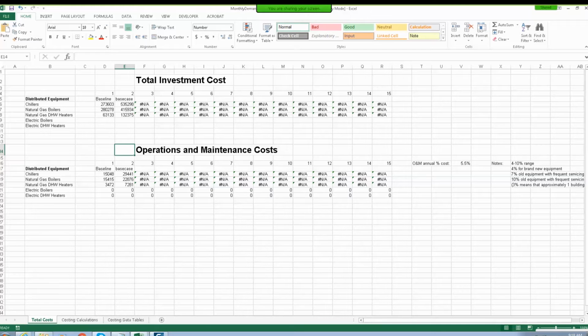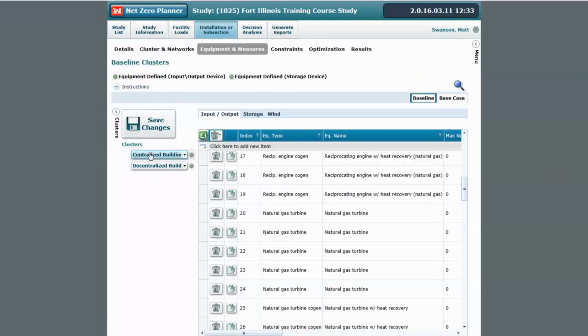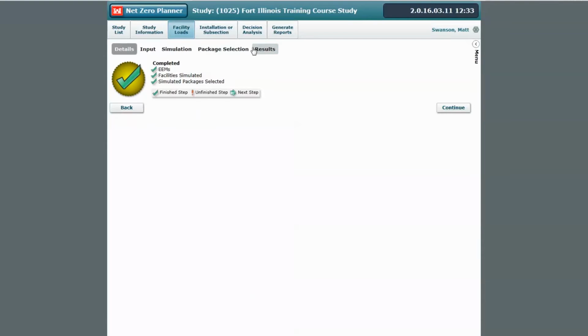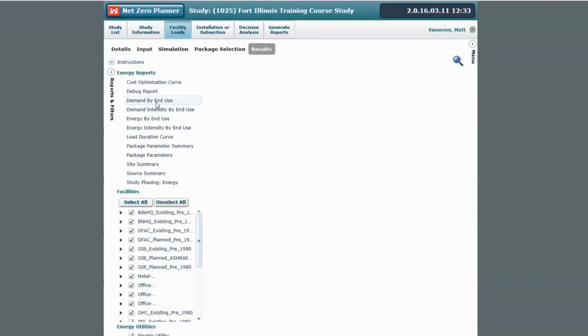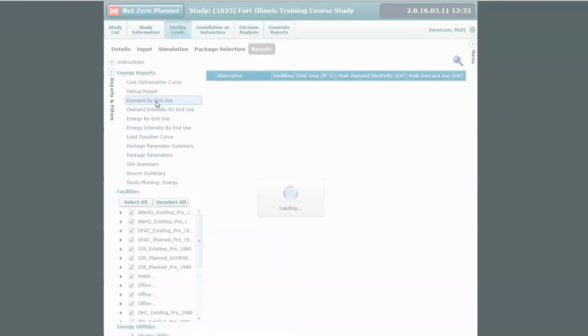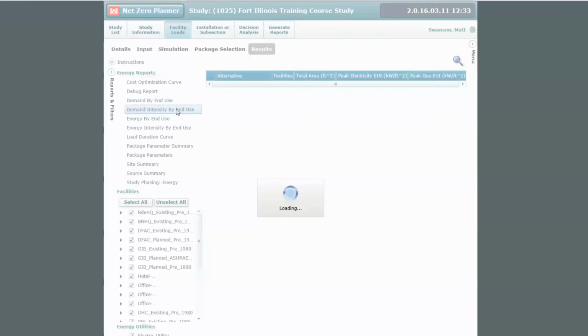So if we go into the tool, let's go back here for a minute, over to facility loads, enter the password again, and go to the demand by end use report. Let this load up for a second. This actually, I wonder if this one hasn't been updated.